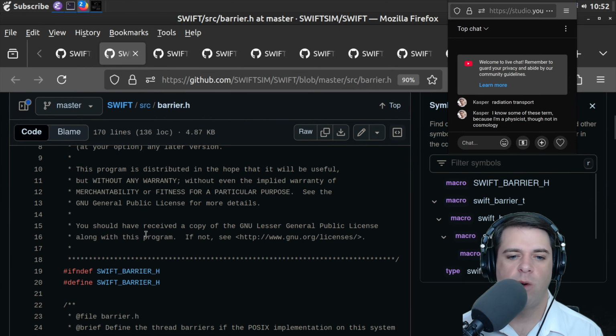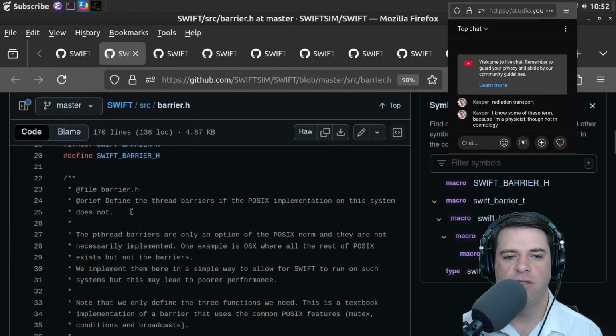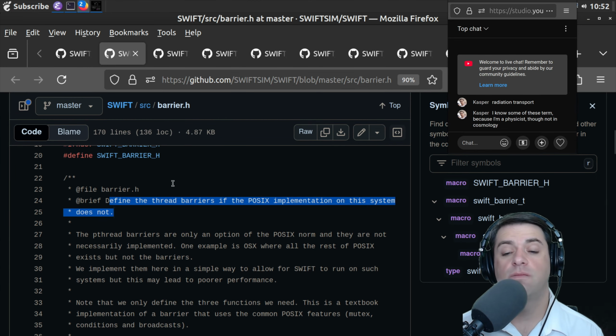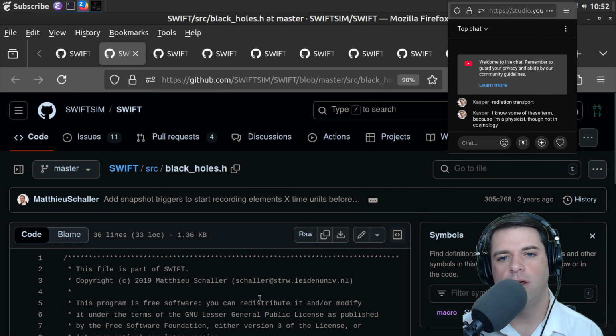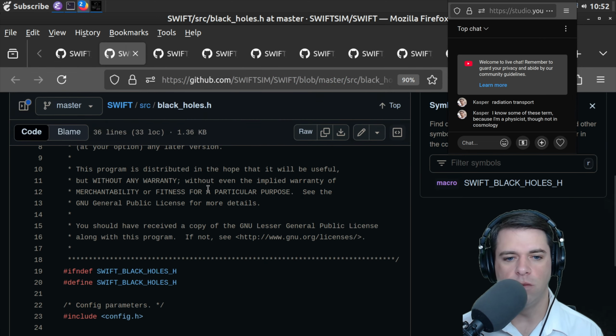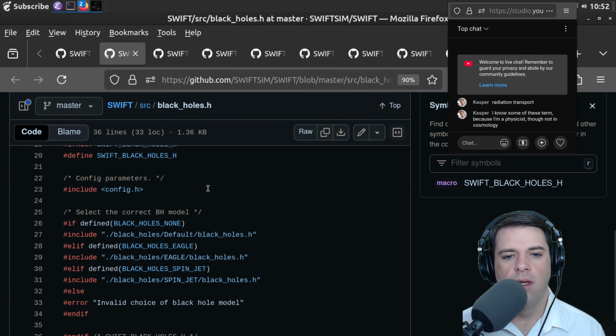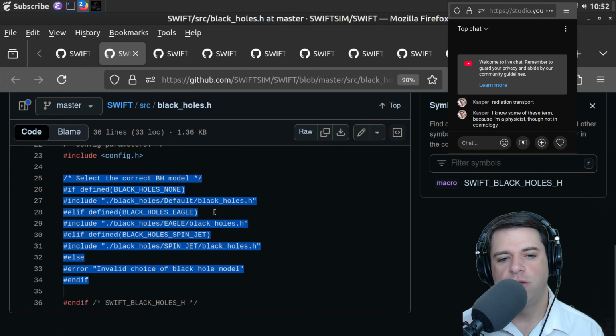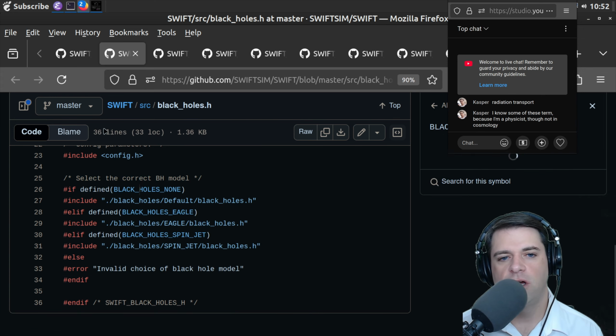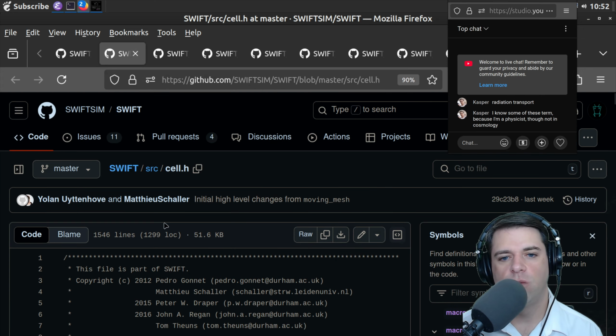So barrier, what was my theory here? That this might be optimization related. These are like thread barriers. That was not one of my theories. Define the thread barriers if the POSIX implementation on the system does not. Okay, so this is about threading. Black holes. Okay, so the header just has a few includes. We're just kind of setting things up, and so I guess the real work is done in the folder.